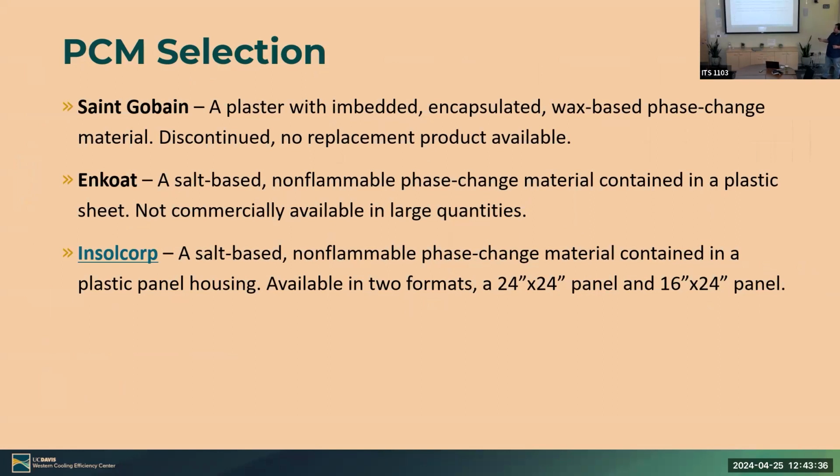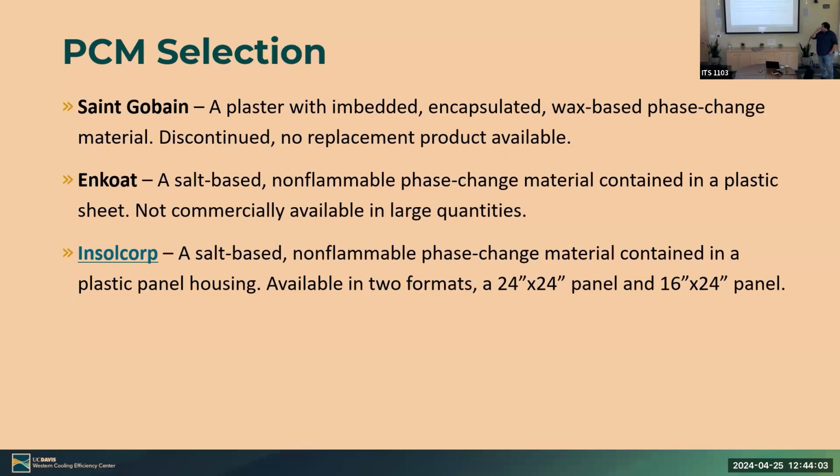Going into PCM, we had a few different options that we could have chosen at the start of the project. We had Saint-Gobain, which is a plaster embedded encapsulated wax-based phase change material. Unfortunately, I think it was emitting formaldehyde. Is that what it was? The plaster specifically was. So what ended up happening was this was discontinued, and there was no replacement product.